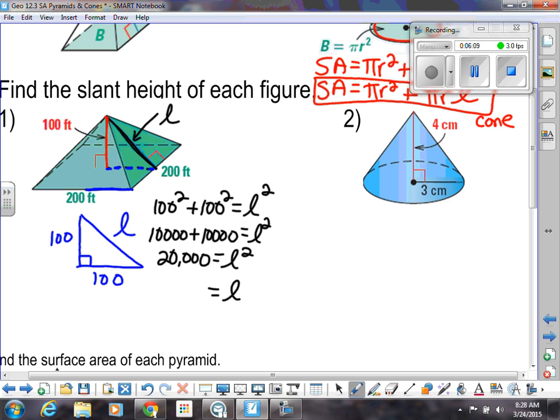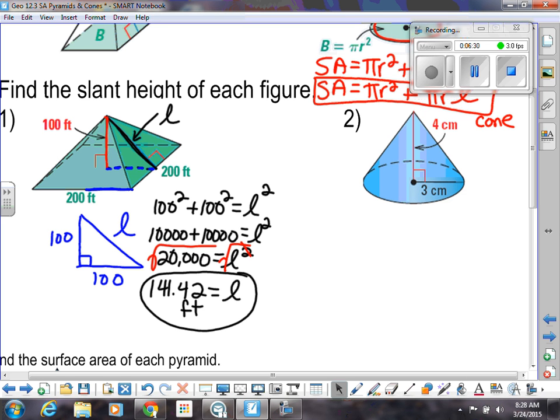So if I take the square root, remember that cancels. And the square root of 20,000 is about 141.42. And if I was doing units, this is just feet, right? The slant height is just in feet. So that's the answer to that example.